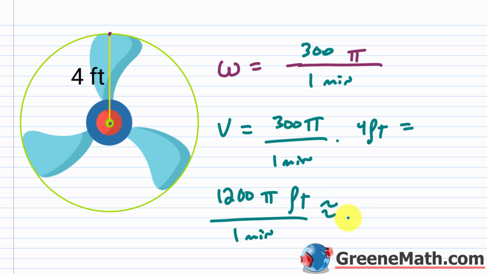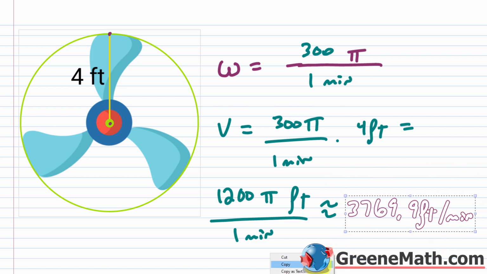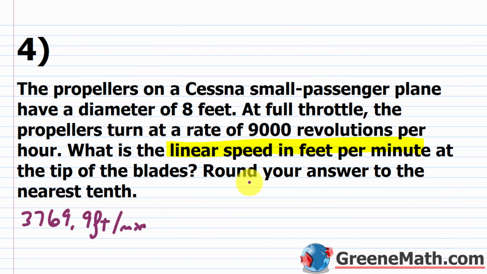Let me just do it here versus doing it on the next page. Punching that into my calculator, I get 3,769.9111. Now I want to round to the nearest tenth, so I want to look at this digit here. That's in the hundredths place, and that falls in the category of 4 or less. So basically, you can just cut these off and leave the 9 unchanged. So it's going to be 3,769.9 feet per minute. Okay, so let me copy this, and we'll just paste that in here. So the linear speed, in this case, it's going to be about 3,769.9 feet per minute.